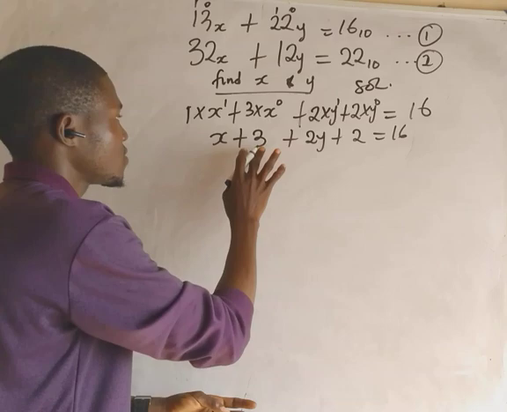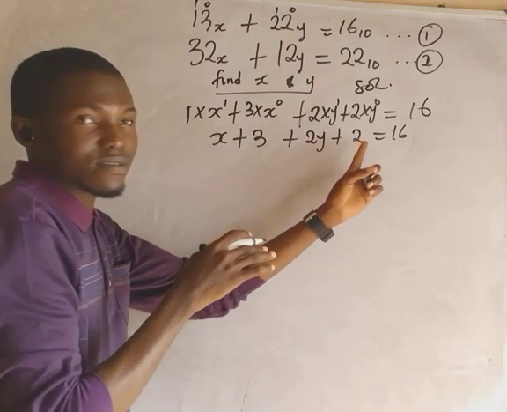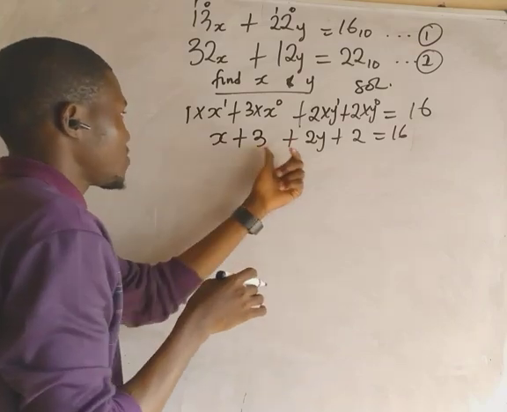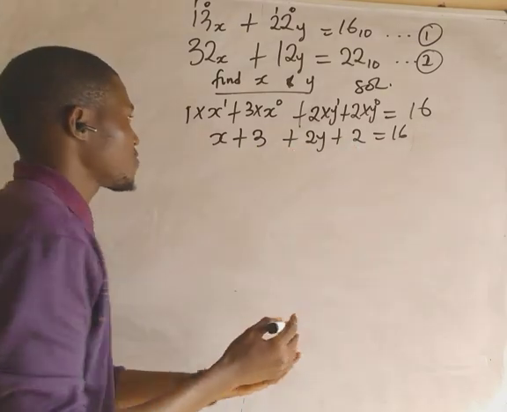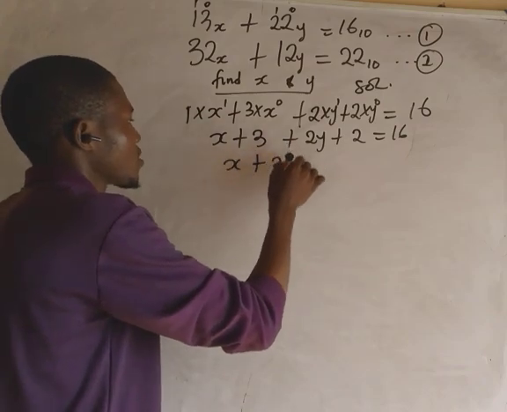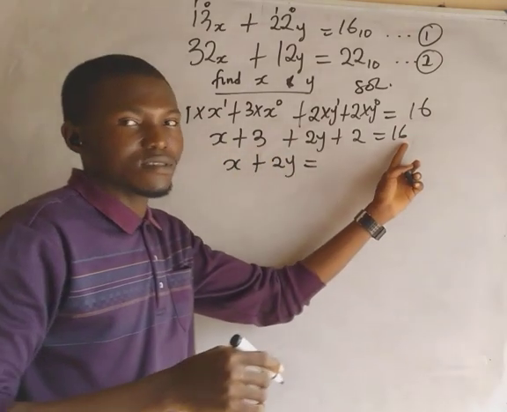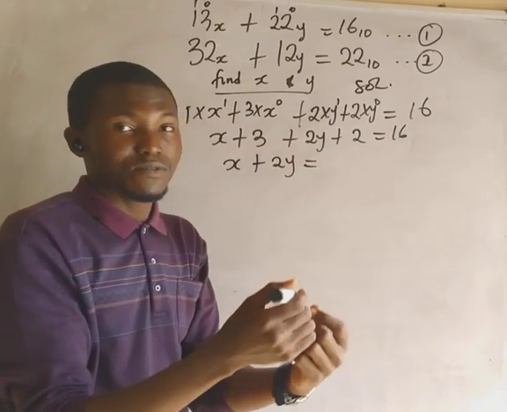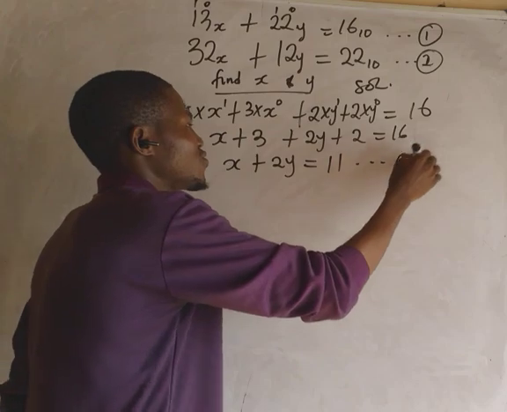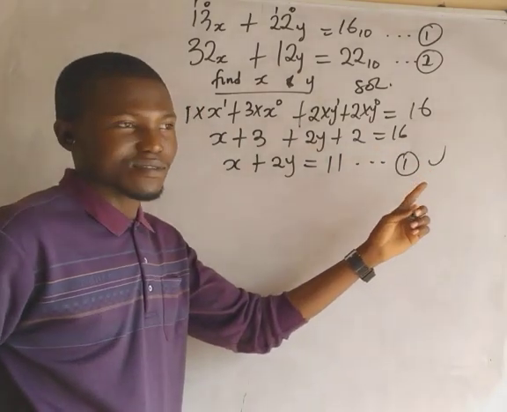So this is 3 and this is 2. When we add them, we are getting 5. So we have x plus 2y is equal to 16 minus 5. 16 minus 5 is 11. So write 11. This is equation 1. This is the real equation.